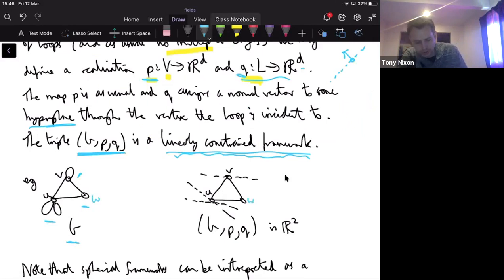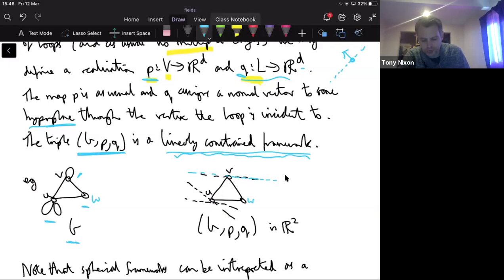So W is free to move anywhere it likes in R2. V has one loop, so it's constrained to move on some fixed line. U has two loops, and I'm always going to assume the loops are at least linearly independent, so that we never give the same constraint twice.